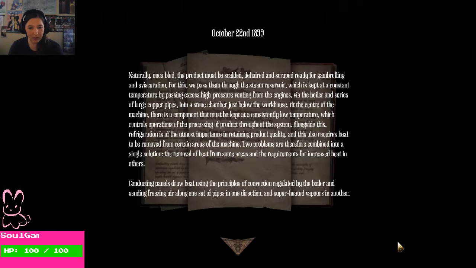October 22nd, 1899. Naturally, once bled, the product must be scalded, dehaired, and scraped ready for gambroling and evisceration. For this, we pass them through the steam reservoir, which is kept at a constant temperature by passing excess high-pressure venting from engines via the boiler in series of large copper pipes into a stone chamber just below the workhouse. At the center of the machine, there is a component that must be kept at a consistently low temperature, which controls operations of the processing of product through the system. Alongside this, refrigeration is of the utmost importance in retaining product quality, and this also requires heat to be removed from certain areas of the machine. Two problems are therefore combined into a single solution: the removal of heat from some areas and the requirements for increased heat in others. Conducting panels draw heat using the principles of convection regulated by the boiler and sending freezing air along one set of pipes in one direction and superheated vapors in another.